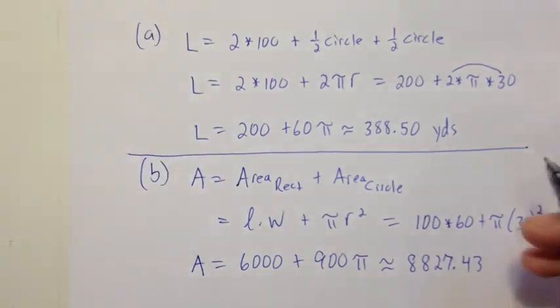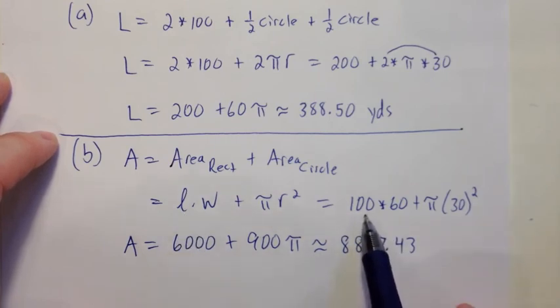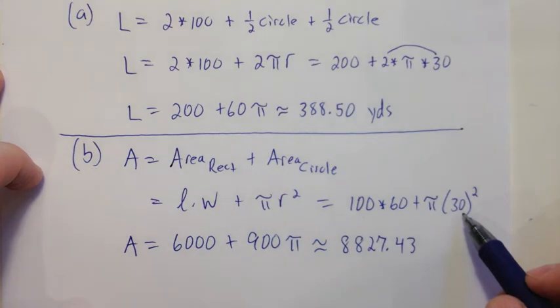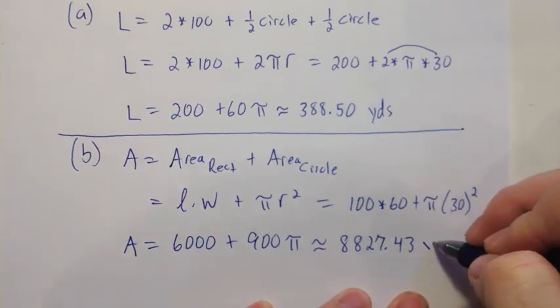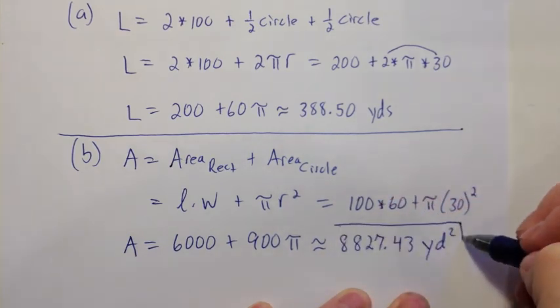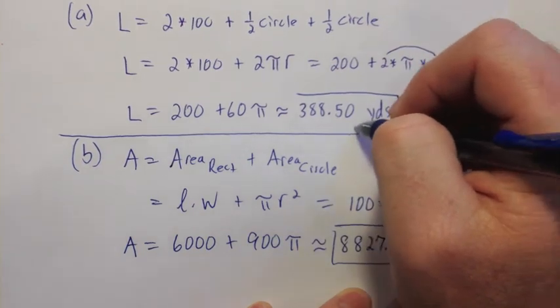And the units were yards on everything, but this time we're doing area, so right here this is 100 yards times 60 yards, so that would be yards squared. This was 30 yards, and then we squared it all, so the 30 got squared to give 900, but the yards would get squared to give yards squared. So as we would expect on an area problem, we're coming up with square units, so 8,827.43 square yards, and then right here.